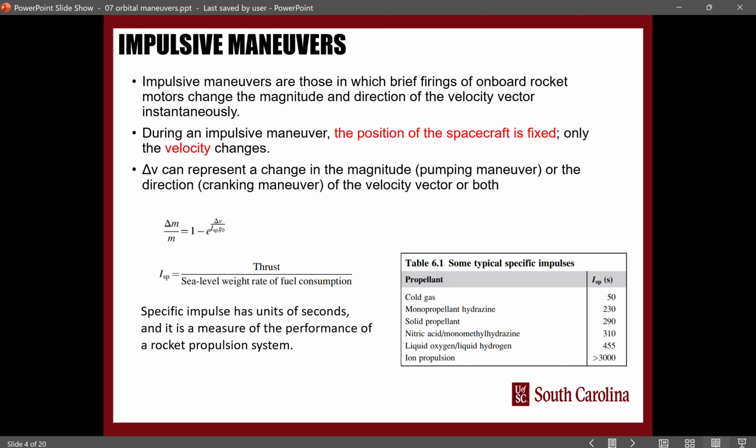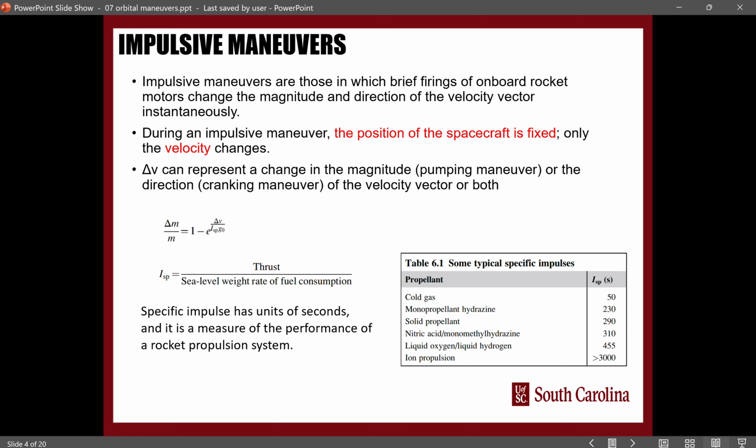You're just on an elliptical orbit around the sun, right? To go to Mars, right? And the amount of specific impulse for these impulsive maneuvers is related to the change in mass divided by mass, which equals 1 minus e to the power of the velocity change, the velocity jump, divided by the specific impulse multiplied by g naught.